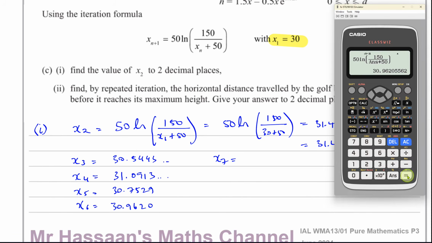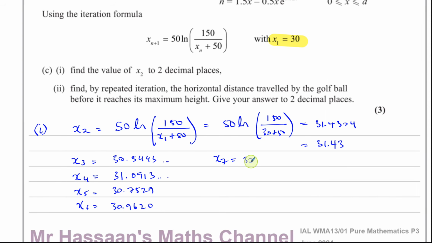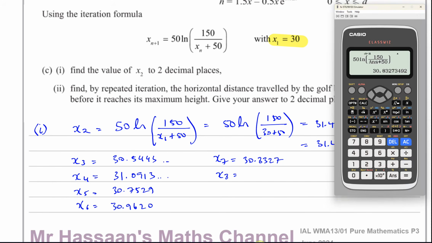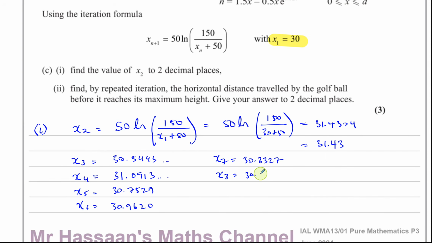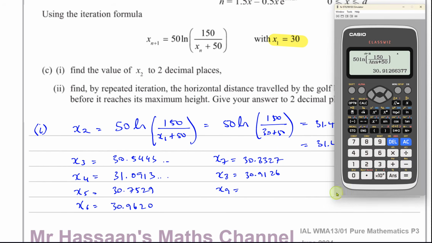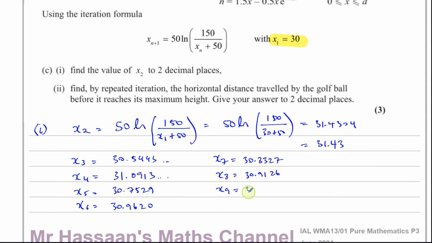Press equals again. It keeps putting the last value in. That's 30.8327. And x8, 30.9126. Still hasn't really settled down properly. It's 30 point something, 30.8, 30.9. We want 2 decimal places at the end, so equals again, 30.8632. What it's doing is homing in on the final answer.